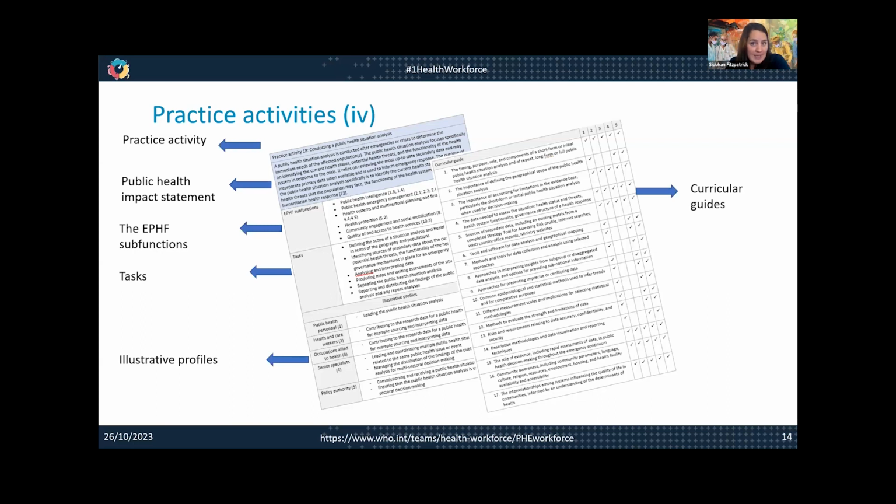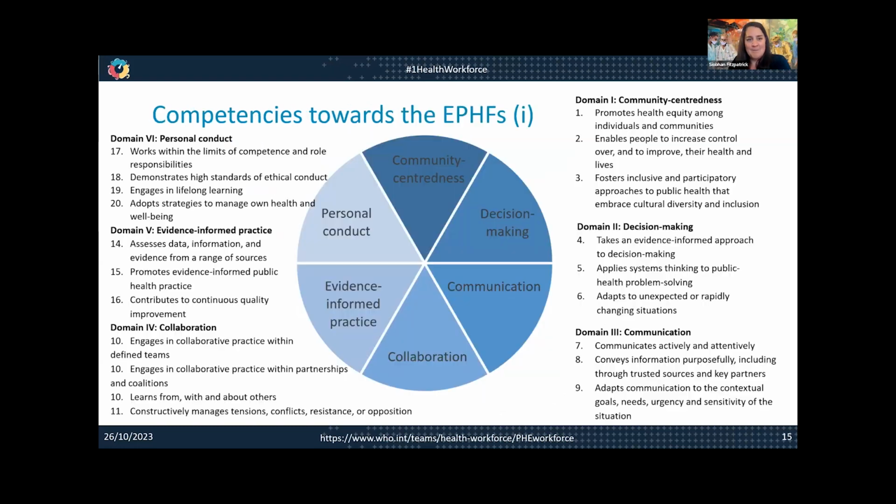There are also curricular guides exploring the different areas of knowledge and topics that would need to be covered within a curriculum that an individual would need to develop in order to be able to perform the tasks as part of their role responsibility. So there are 40 of these in the framework.